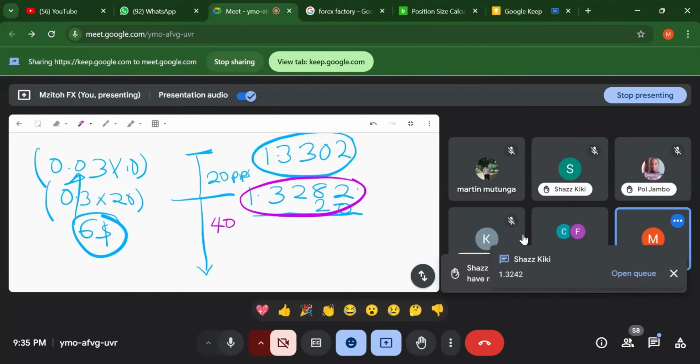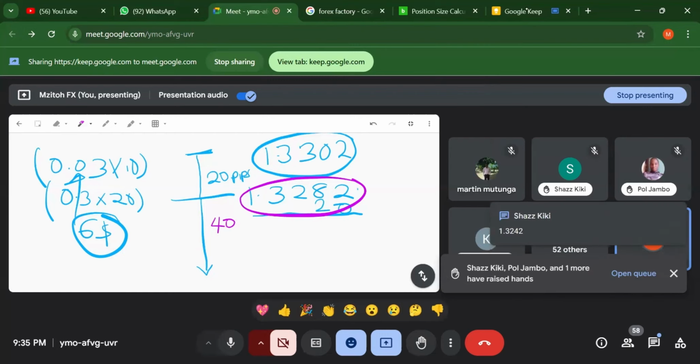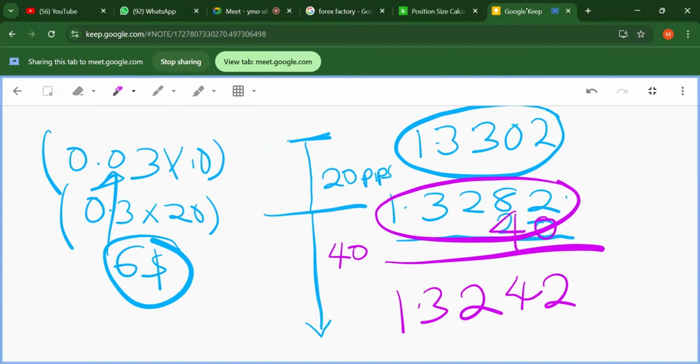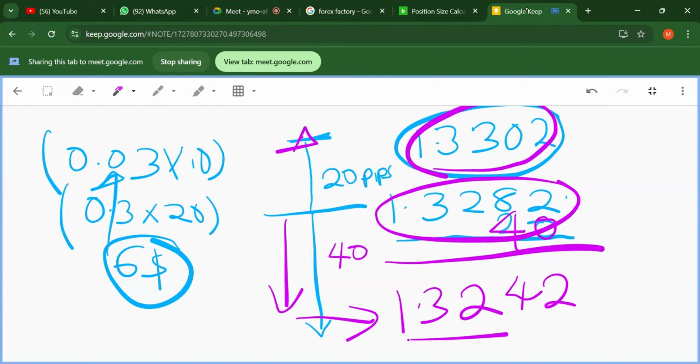So you will subtract because you are going down. You expect this market to drop. If it goes down, you subtract 40. So it means when it drops to 1.3242, I will exit with a profit of 40 pips because I was speculating that the market will go down. But if it decides to go up against me, I will exit at this price point with my stop loss at 1.3302.